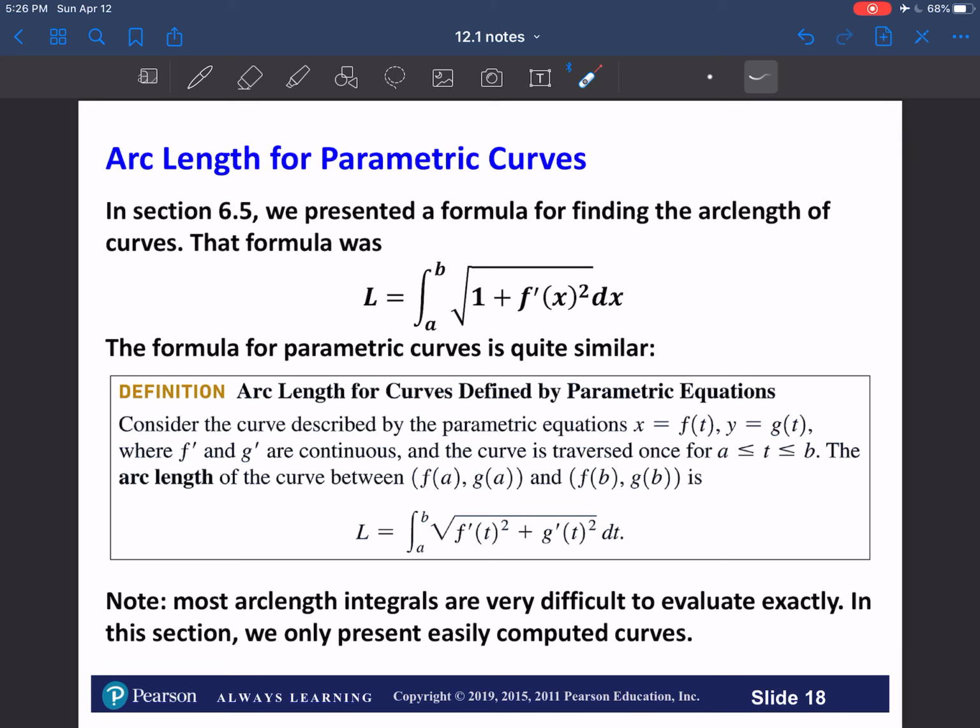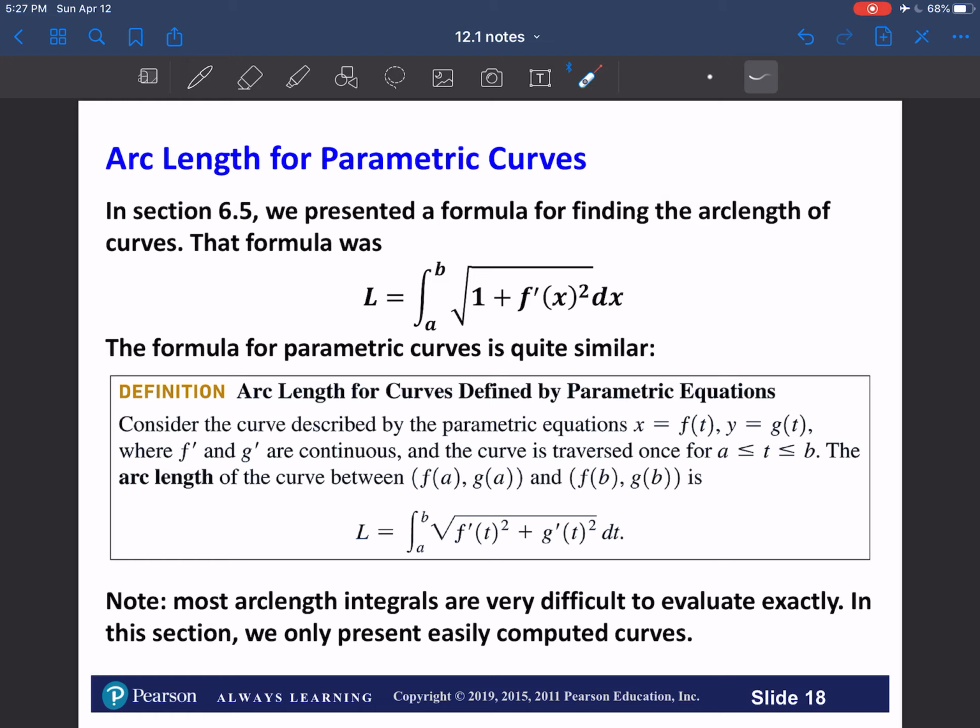Next, let's consider this idea of arc length for parametric curves. So in section 6.5, way back when we were actually in class and studying this stuff, we presented a formula for finding the arc length of curves. That formula was this guy. It was the integral from a to b of the square root of 1 plus f prime of x squared dx. The formula for parametric curves is actually quite similar. It's going to be the integral from a to b of the square root of f prime of t squared plus g prime of t squared dt.